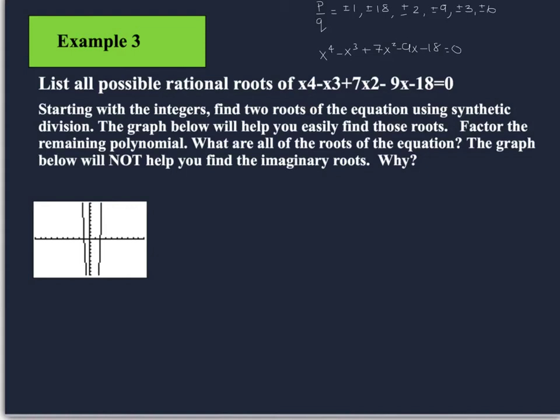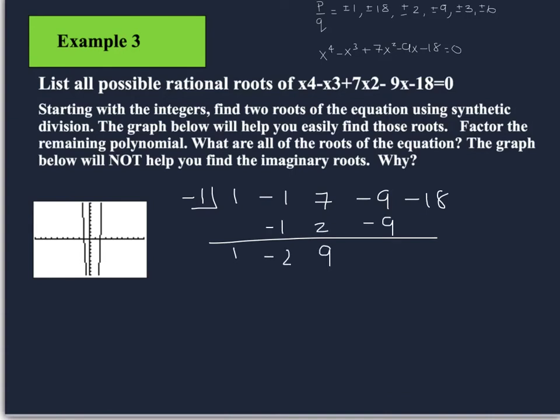So let's take a look at what happens. Or use the quadratic formula or completing the square once I have x to the second power, once I depress this polynomial to at least the second degree. So let's begin with synthetic division at -1. That's going to give me 1, -1, 7, -9, -18. Bring down your first term, -1, -2, 2, 9, -9, -18, +18, and now we depress this.